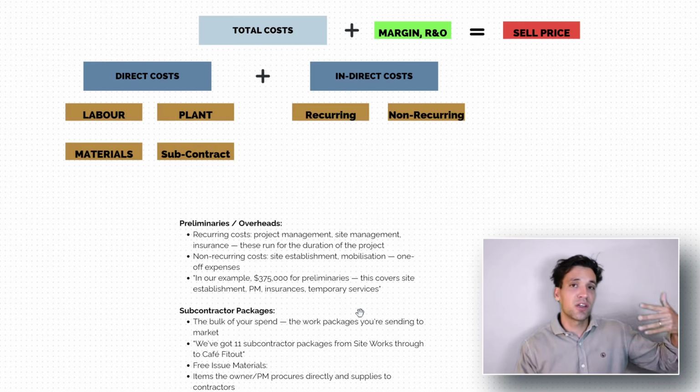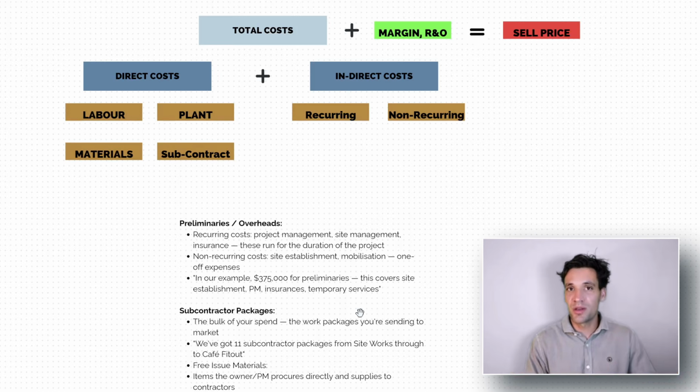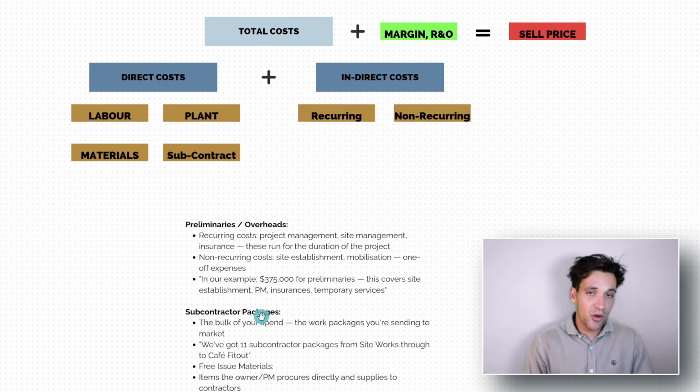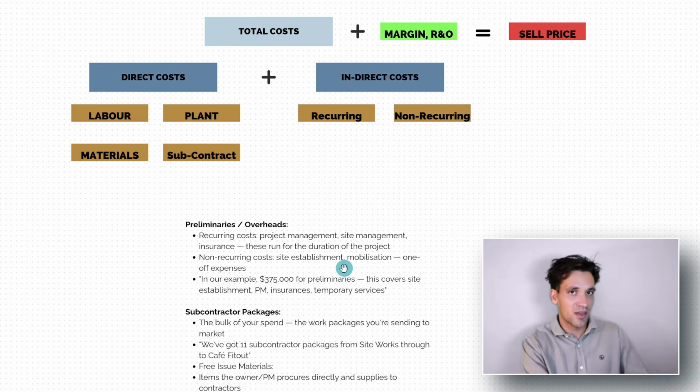So that's why in the introduction, when I was saying schedule is an important element of cost control, the duration of a project impacts the cost of the project. Do we need a project manager for 6 months, 9 months, or 12 months? Then we've got our non-recurring overhead costs. So these are costs like site establishment, mobilization, one-off expenses. For example, if we have $375,000 for preliminaries in our budget, some of that might be recurring time-driven costs. Other might be site establishment costs that we incur at the start of the job.